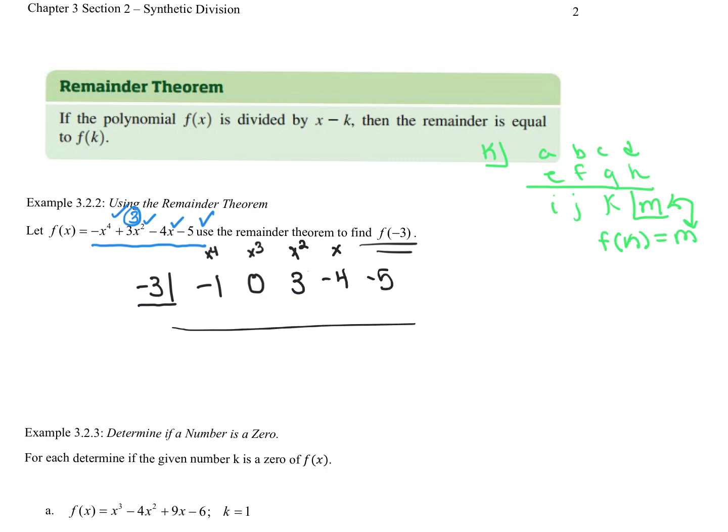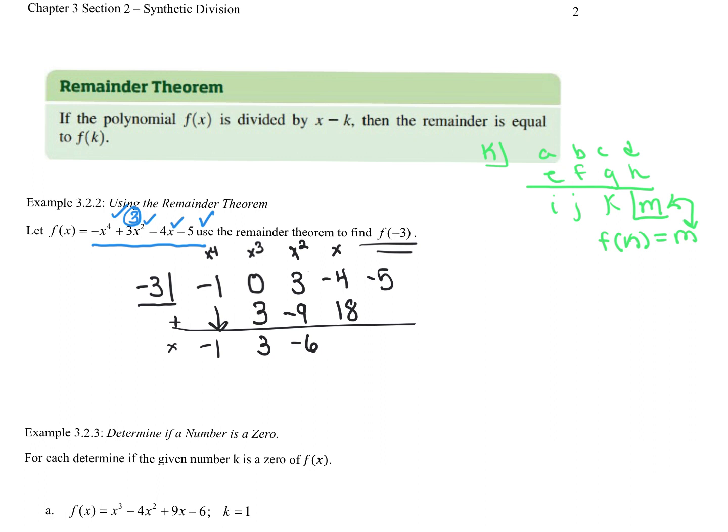So then I draw my line. Remember, you drop the first one down, negative 1. Above the line, you add. Below the line, you multiply. Negative 3 times negative 1 is 3. 0 plus 3 is 3. Negative 3 times 3 is negative 9. 3 plus negative 9 is negative 6. Negative 3 times negative 6 is going to make a positive 18.